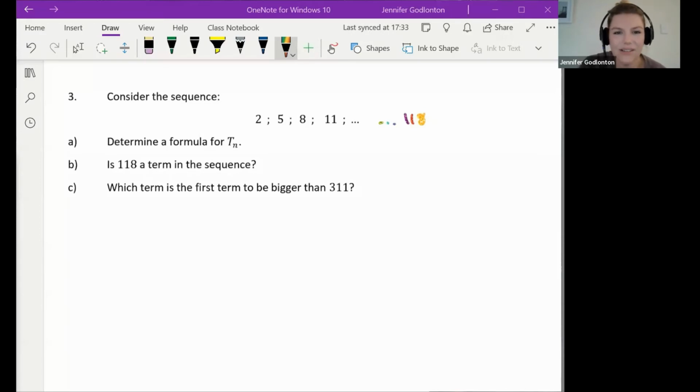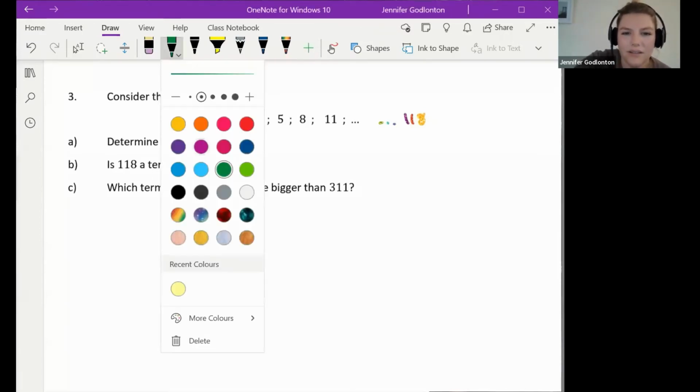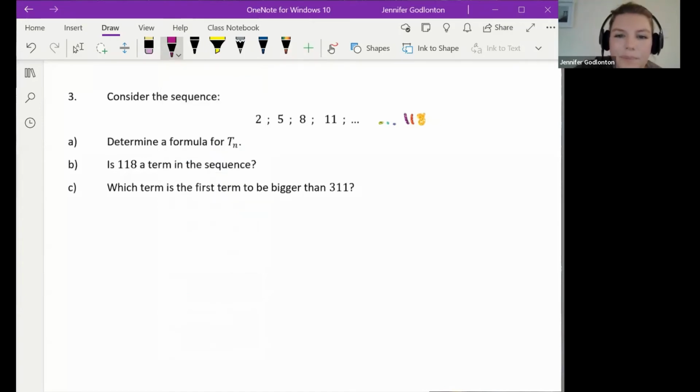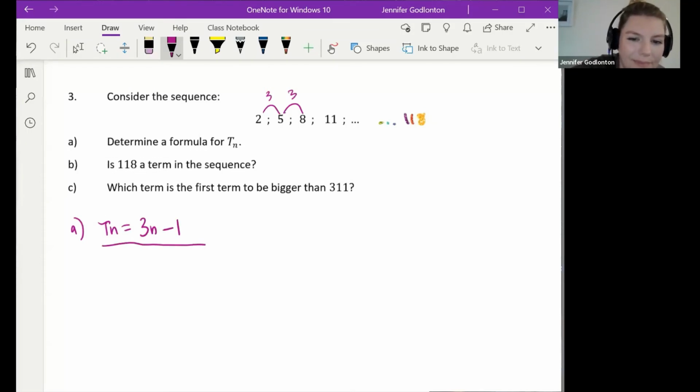Okay, I'm seeing good answers coming in for A, so I'm going to go through A. So A, we should all be comfortable with at the moment. We look for our constant difference. Our constant difference is that we are adding 3 each time. And so we're going to have Tn is equal to 3n. How would I get 2 from 3? I'm going to subtract 1. Okay, so everyone should have been nice and happy with A.